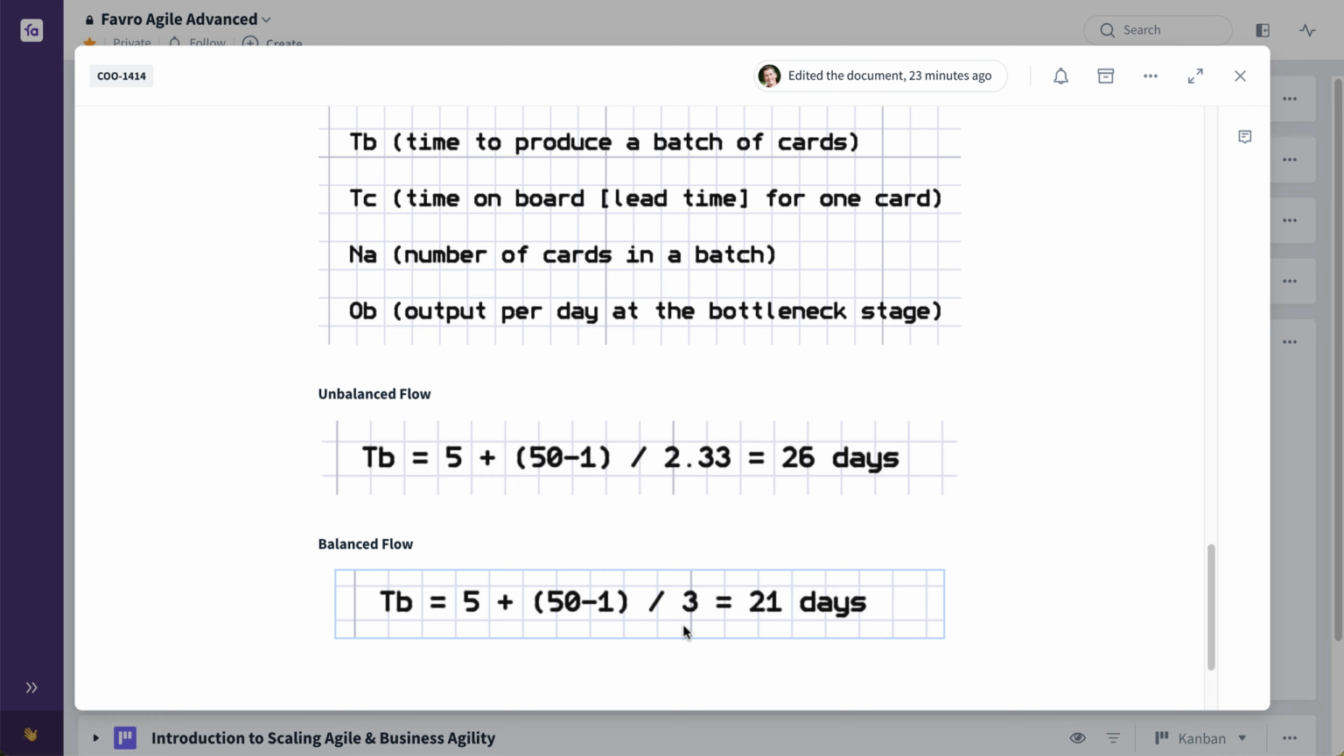By removing that bottleneck, by simply shifting 2 people from the concept stage to the 3D modeling stage, we have the same team size, but we've been able to reduce the time that it takes to produce 50 assets from 26 days to 21 days, a significant increase in productivity. And there you have it, a great example of how removing the primary constraint, the primary bottleneck, can lead to a very large increase in throughput.